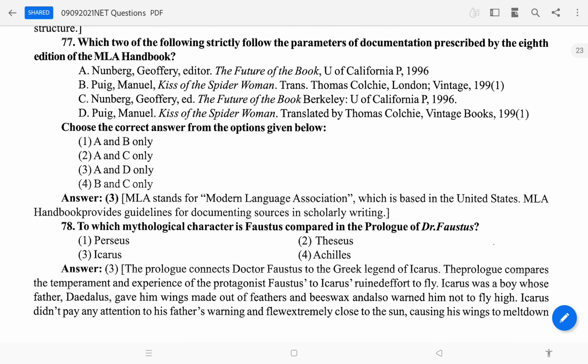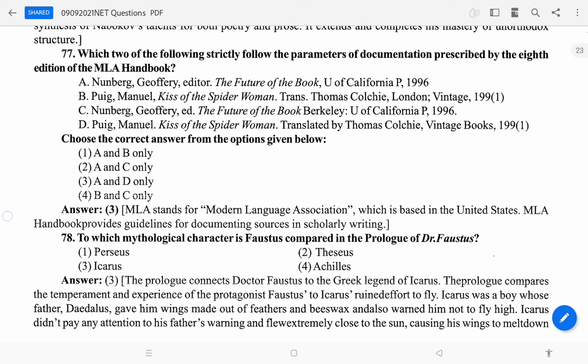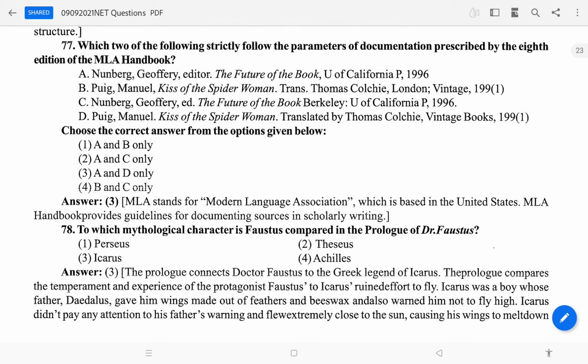Which of the following strictly follow the parameters of documentation prescribed by the 8th edition of MLA Handbook? And the answer will be 3, meaning A and D. So here you have to follow the rules of the 8th edition of the MLA Handbook.